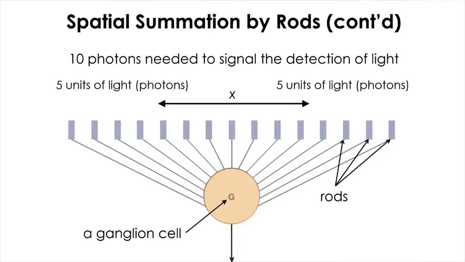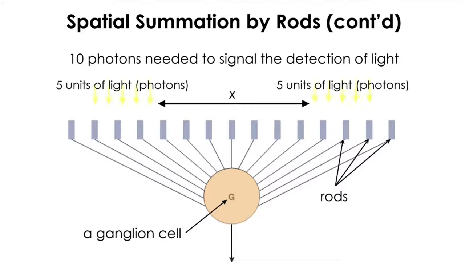Now, 2 spots of light fall on the right and left side of the retina, separated by the distance x. Each spot contains 5 units of light photons, which is a subthreshold amount of light detection. So each spot alone cannot invoke a sensation of light. However, under scotopic conditions, the ganglion cell will add them up across the large distance. As long as the distance x is within the coverage of this ganglion cell summation, the amount of light from these 2 spots will be added up to 10 quanta, which now reaches the threshold amount of light to signal the presence of light.